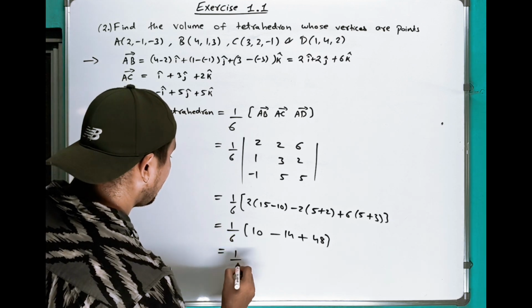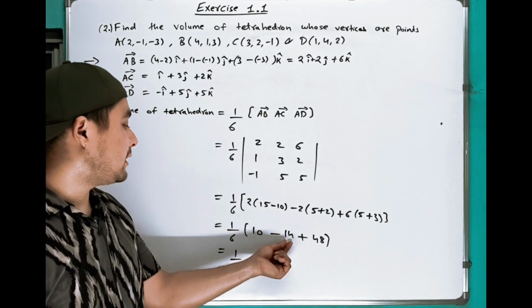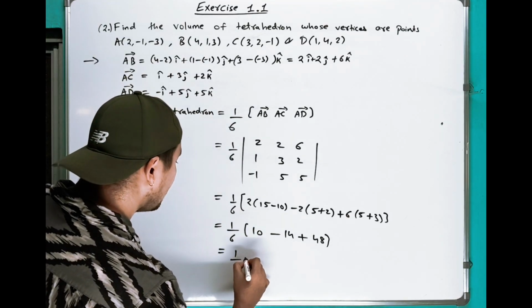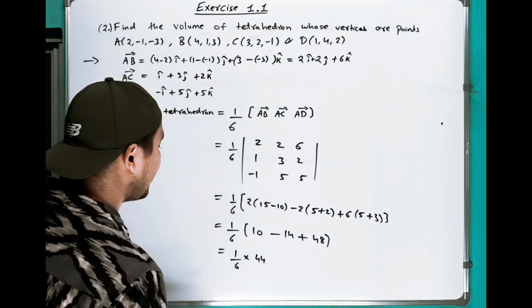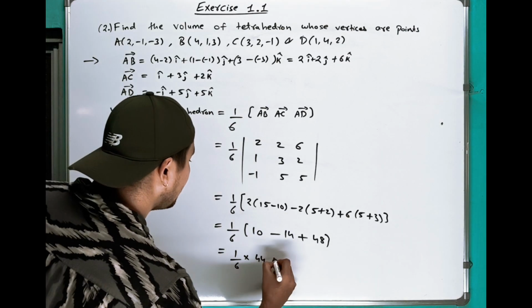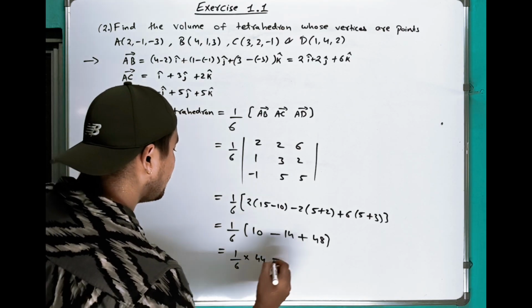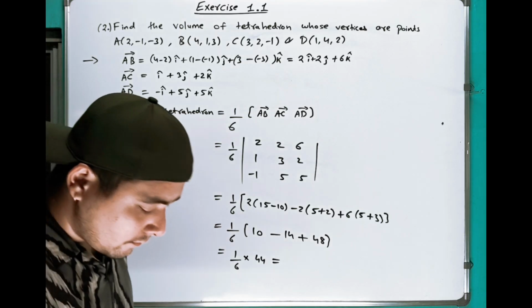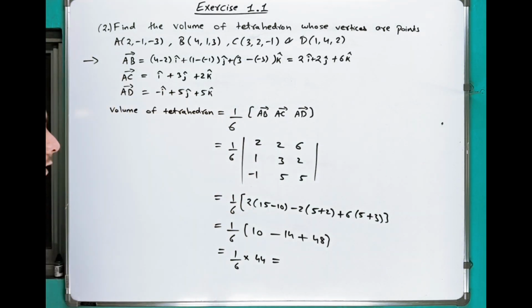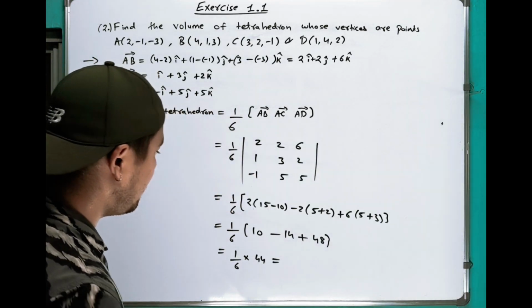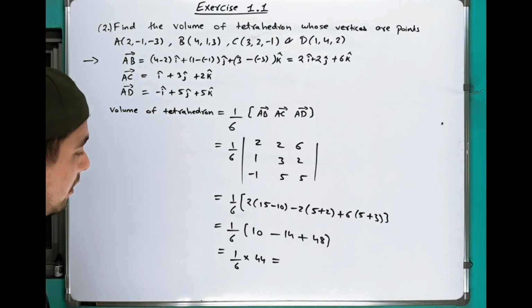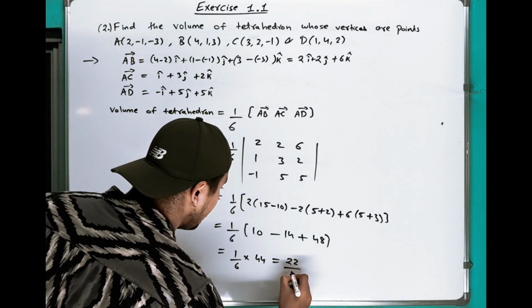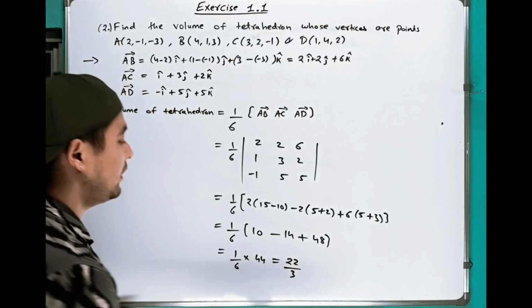So it is around 10, so minus 4, and it is 44 divided by 6. So we will get this value. So it is equals to 22 divided by 3 units.